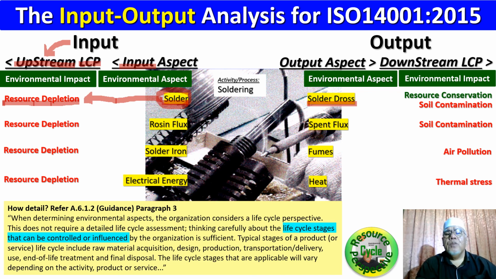Now, on the other hand, solder dross is another environmental aspect, but it is an output environmental aspect. So what sort of impact does solder dross bring about? We've got to look at the life cycle perspective downstream then. In other words, what happens to solder dross?